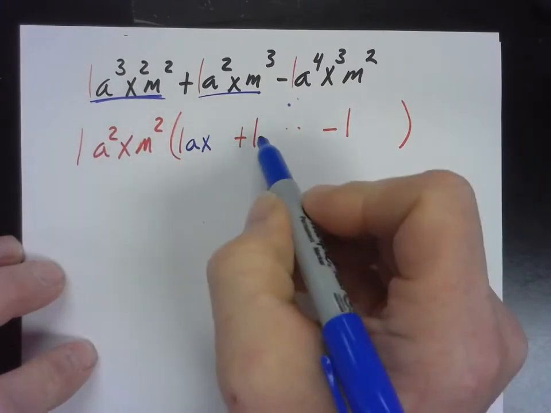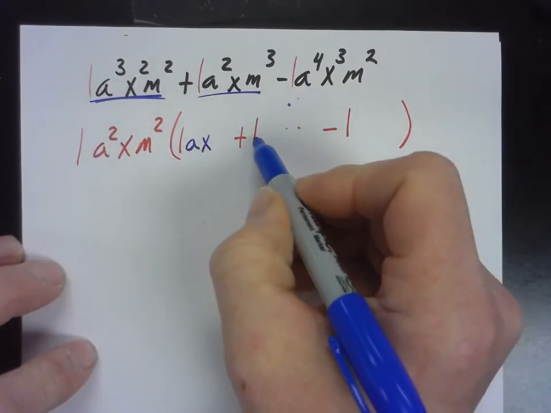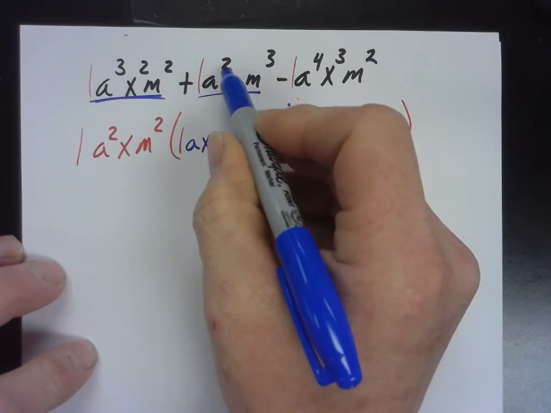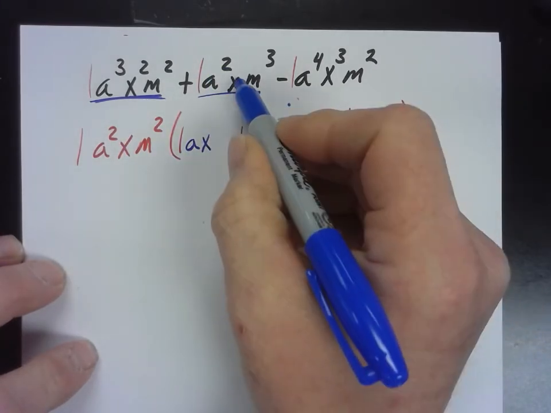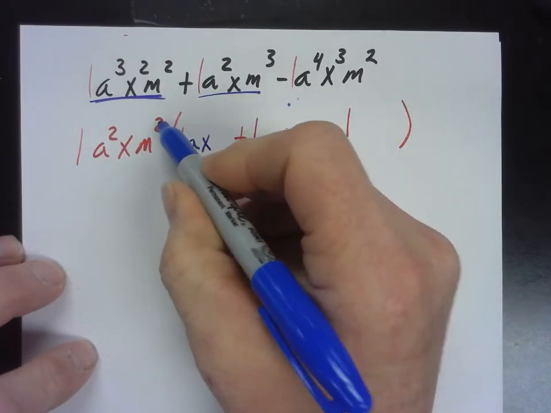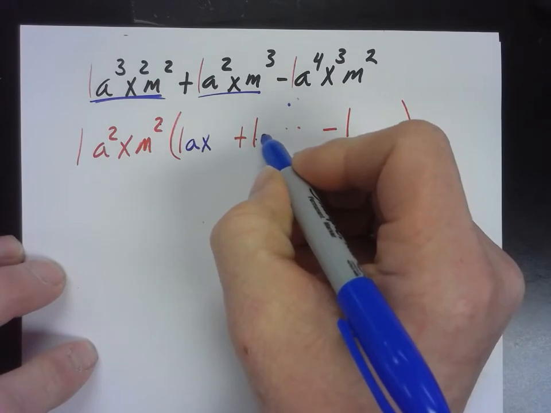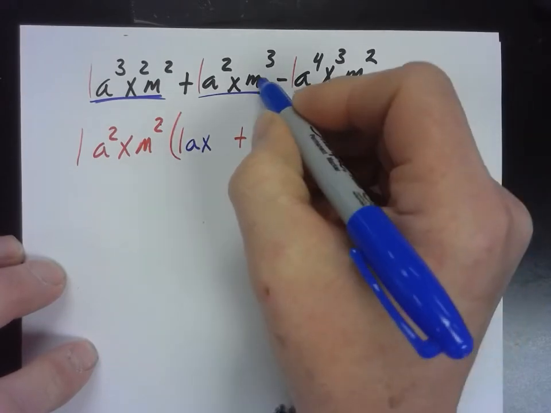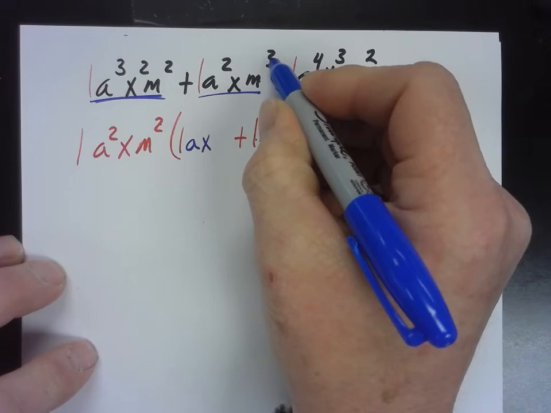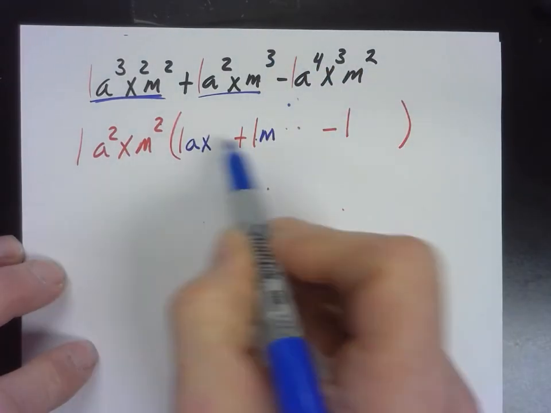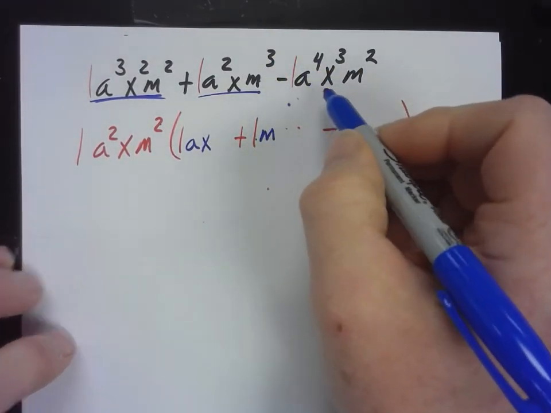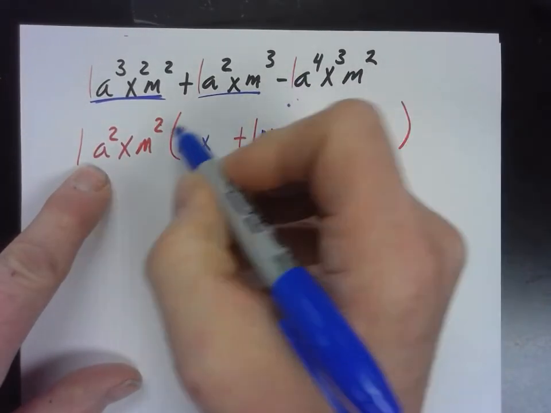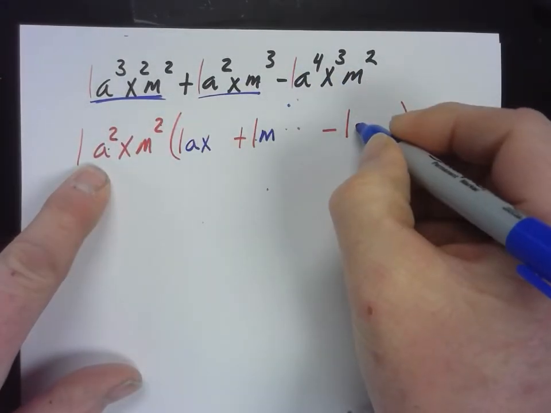Okay. Now let's concentrate on the second term. We've got 1 times 1 is 1. A squared times 1, isn't that a squared? And x times 1, isn't that x? And m squared times m, yeah? That's m to the third, isn't it? Okay? So now, if we multiply, we get the middle term. Okay, now the last term. 1 times 1 is 1. a squared times x squared.